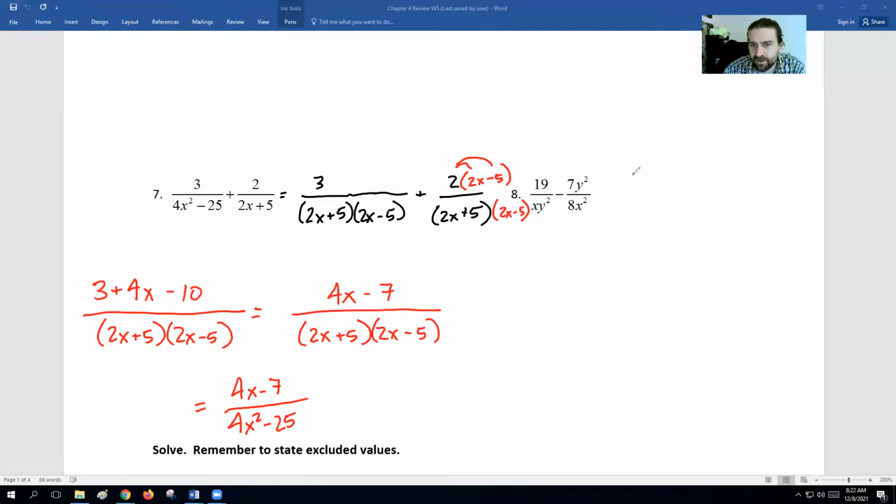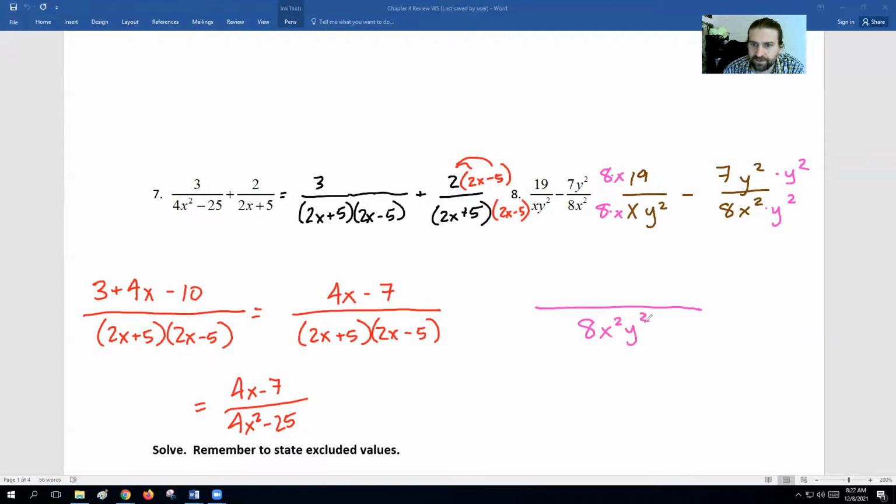Okay, so let's check out this other one here. All right, 19 over x y squared. Okay, I think that's probably easy there. And then 7y squared over 8x squared. All right, so let's look at the denominators, see what they're missing here. This one here is missing an 8 and an x, because that has an 8x squared. And this one over here is missing the y squared. All right, so our common denominator would be 8x squared y squared.